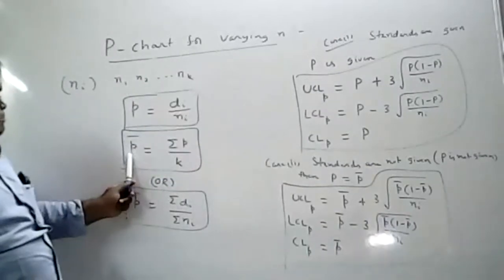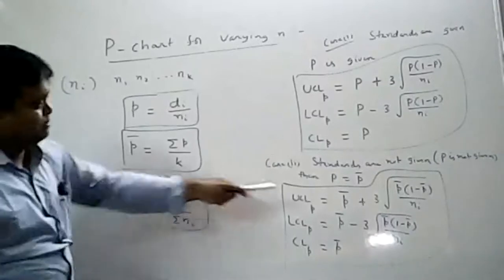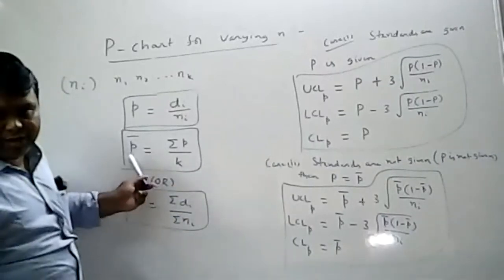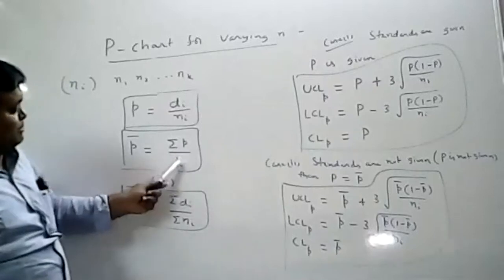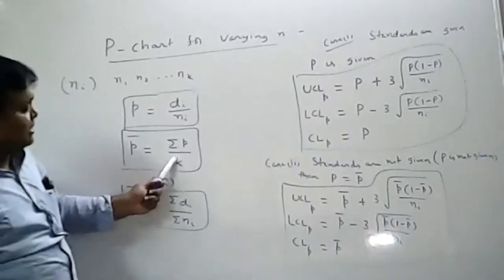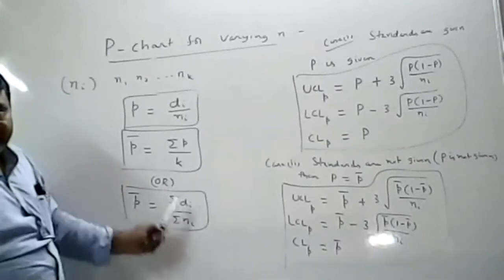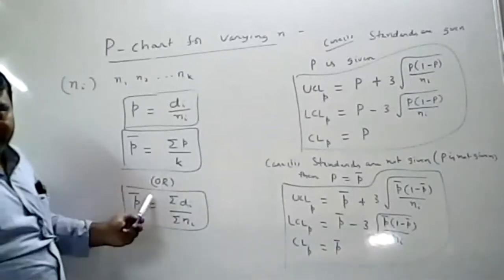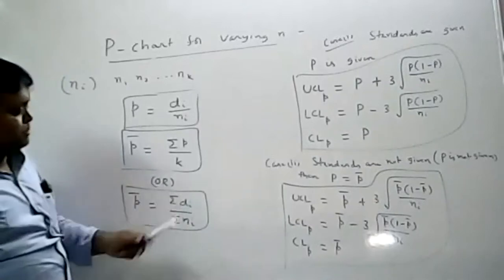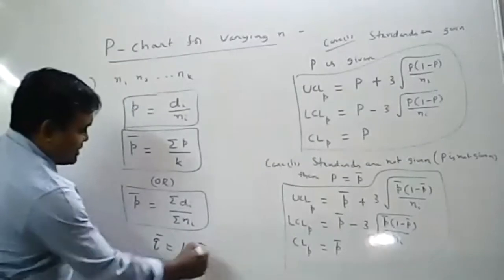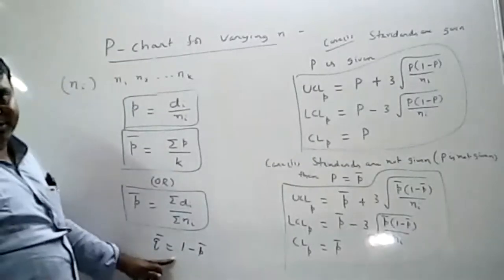Then you have to calculate p bar. Standards are not given, so you require the p bar value. That's why the p bar formula. p bar has two formulas. You can write summation p by k. This is one way of doing p bar. Otherwise, p bar equals summation di by summation ni. You can use any formula and calculate the p bar value. If I know p bar, I can calculate q bar. q bar is nothing but 1 minus p bar.